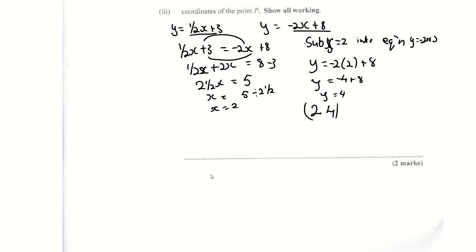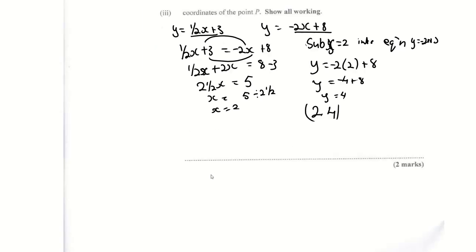Coordinates of point P. Now, if we look at where point P is located, it is where the two equations intersect. That means we're finding when both of them are equal, right? We see that y is equal to half x plus 3, and y is also minus 2x plus 8. You let half x plus 3 be equal to minus 2x plus 8. You solve for x, you get x is equal to 2.